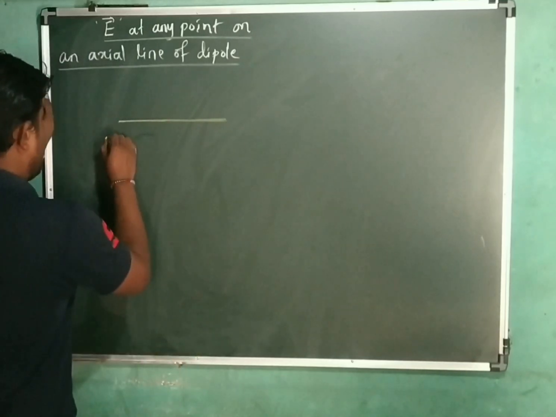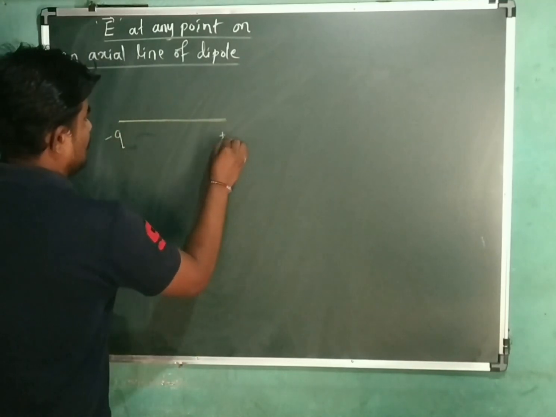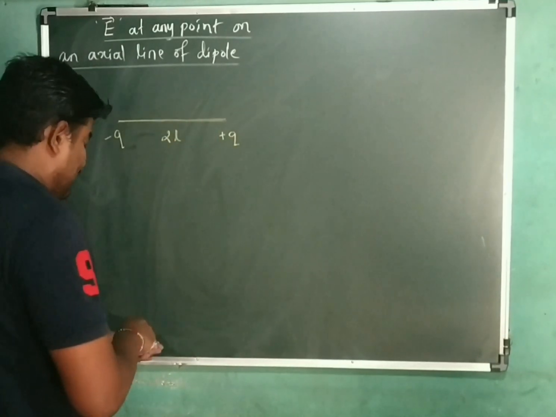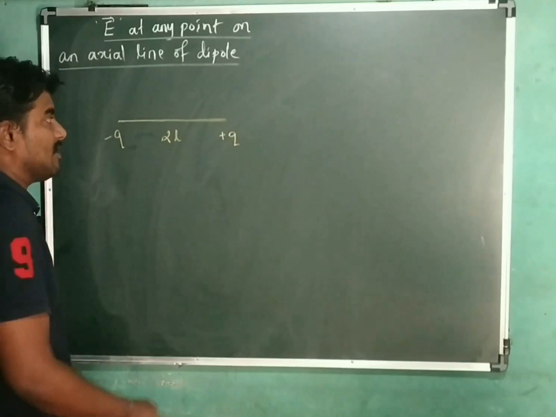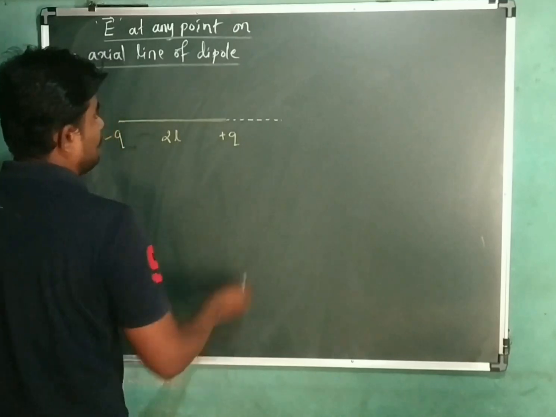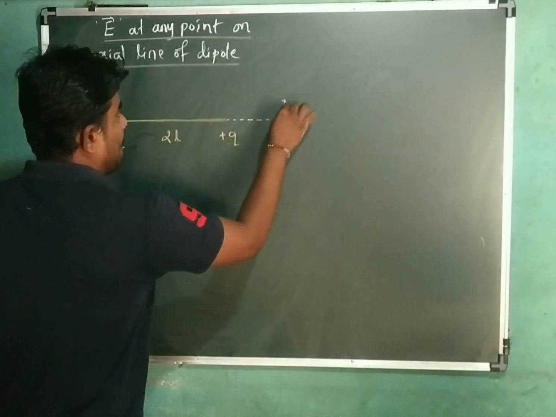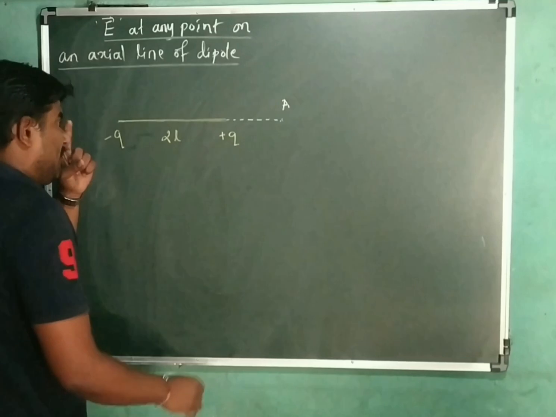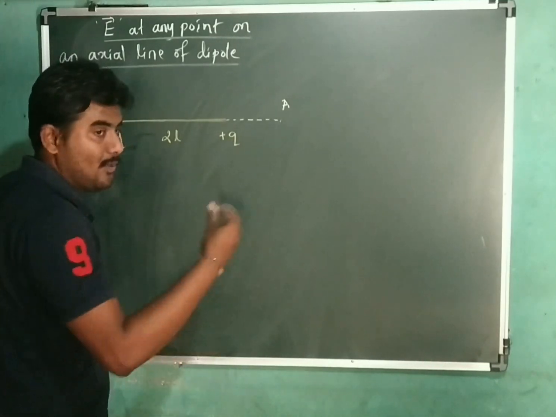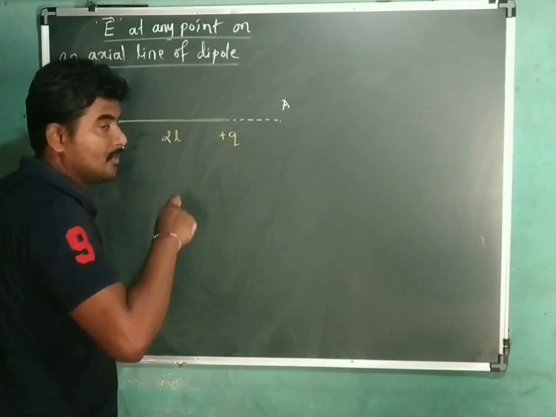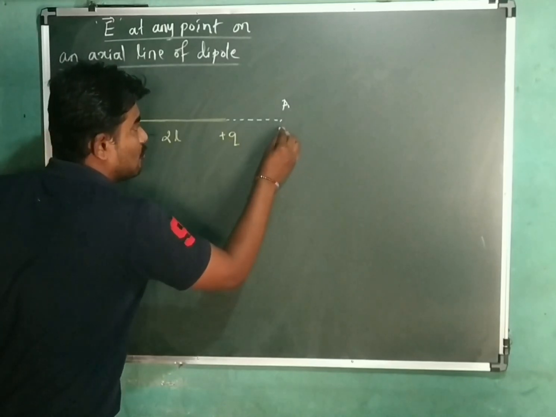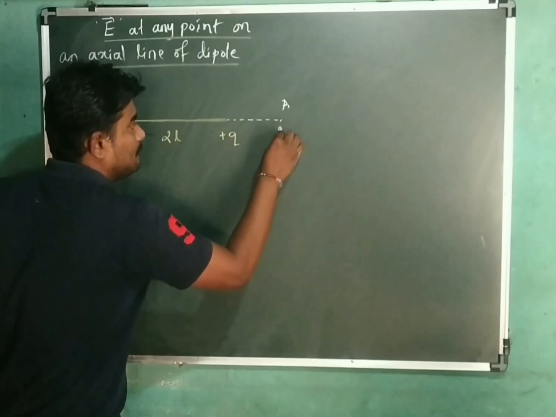This is a dipole, and this is minus Q, this is plus Q, and the separation is 2L. Axial line means X is passing through the center of charges. We shall consider at this distance, let us call it point A. And to check the electric field intensity at this point, we need a charge, that is test charge. Its value has to be very small. We can treat it as unit positive charge. We shall place unit positive charge at this location, say it is small q.